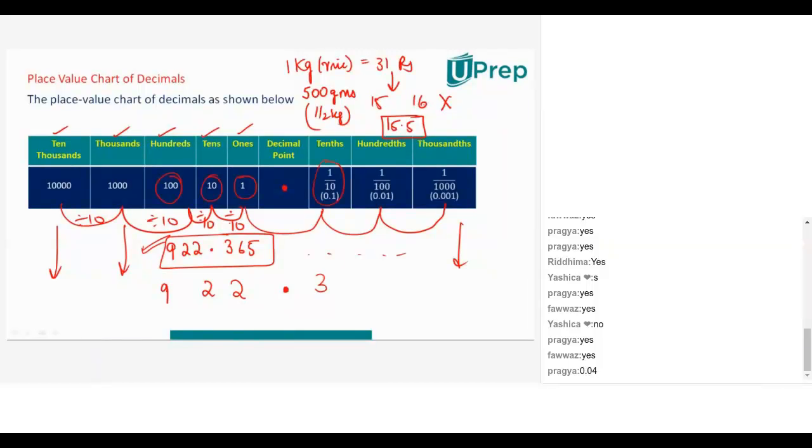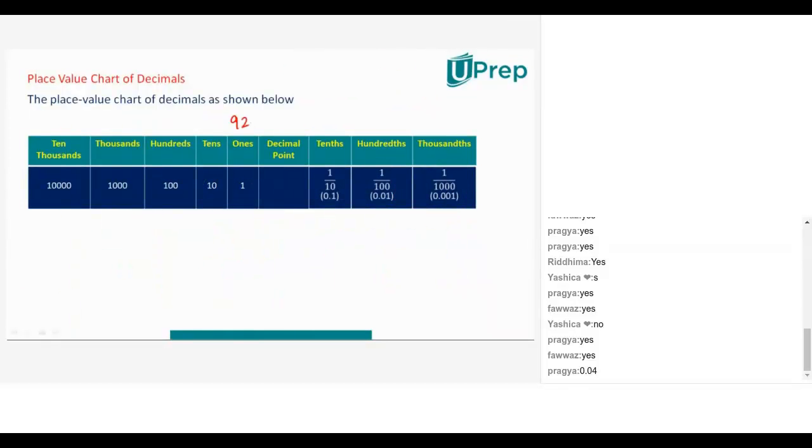Perfect. Now, let me expand this. Let me just clear my entire screen for you guys. So the number was 922.365, and she's told me that we have 9, we have 2, 2, then you put a decimal, then you put 365. Let me expand this and see if I'm ending up with that. What does this mean? 9 into 100 plus 2 into 10 plus 2 into 1. I have a decimal. So I'm anyway going to add all of them, plus 3 into 1 by 10 plus 6 into 1 by 100 plus 5 into 1 by 1000. Is everyone following?